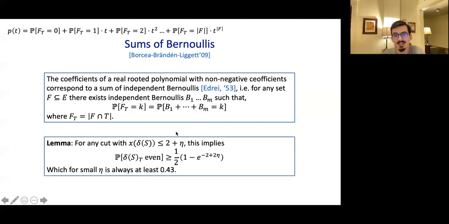So this actually gives us a really nice result. We use this in our paper to show that each near minimum cut, so each cut with X value close to 2, is even with probability at least 0.43. And to do this, basically you just let F be the set of edges in that cut, and then use this sum of Bernoullis fact to do a simple computation. And this is pretty cool, I think. The existence of these Bernoullis lets us talk about the parity of a random variable, which is a kind of claim we don't see too often. It's kind of distinct from concentration phenomena in some ways.